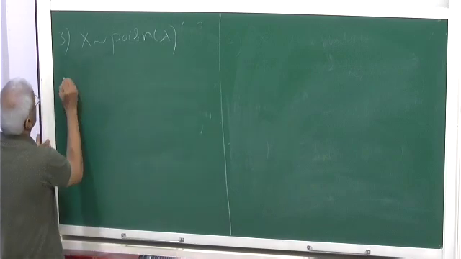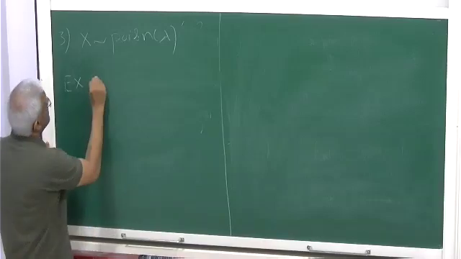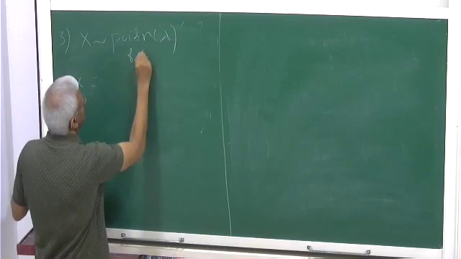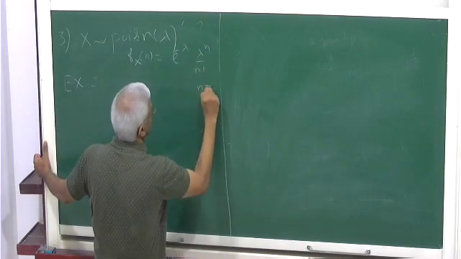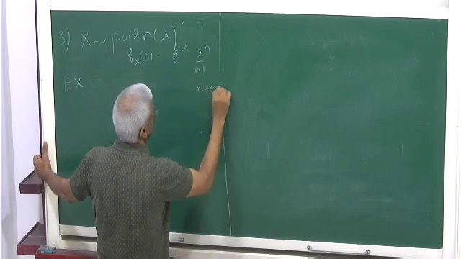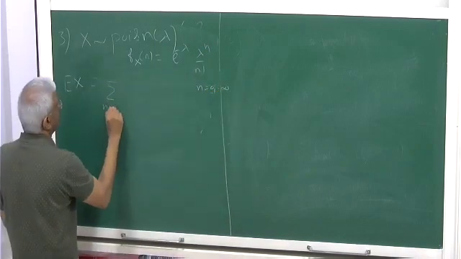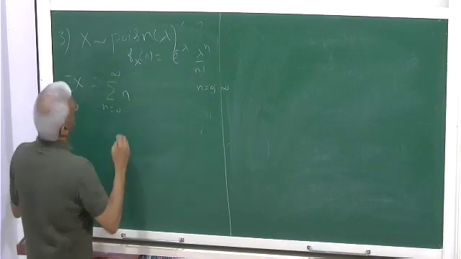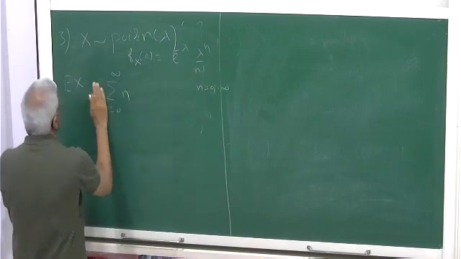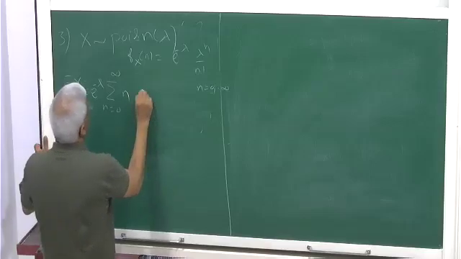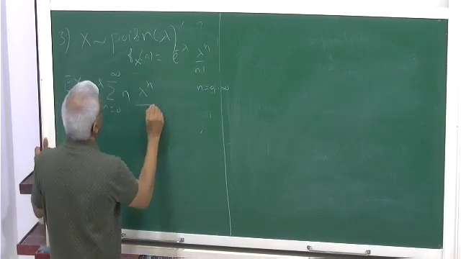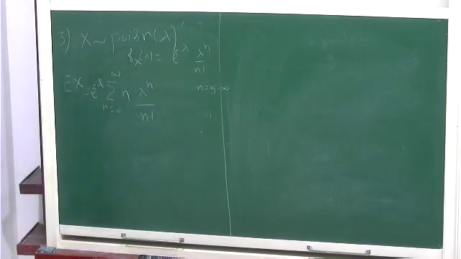So X is Poisson lambda, and we want to compute EX. Now f_X at n is equal to e power minus lambda, lambda power n by n factorial, where n equals 0 to infinity. So the expectation is the sum, n equal to 0 to infinity, of n times e power minus lambda, lambda power n by n factorial.